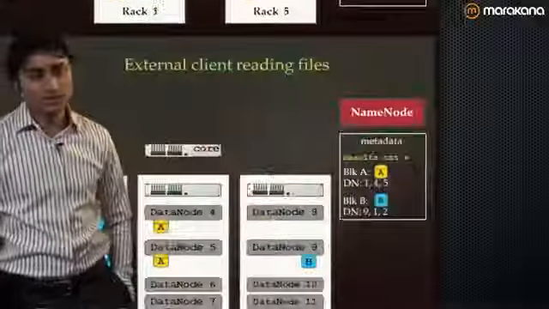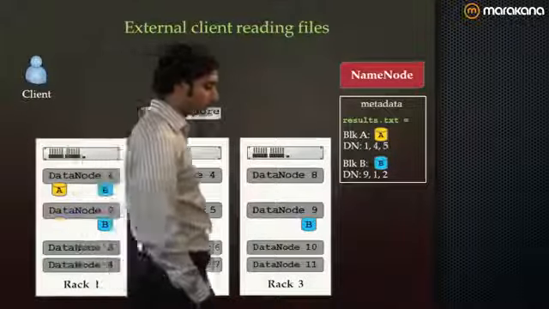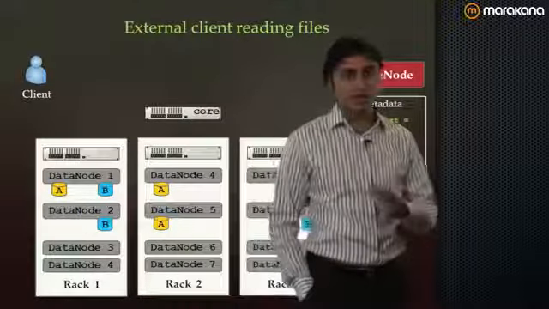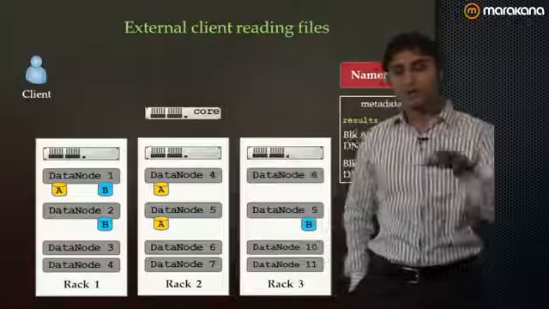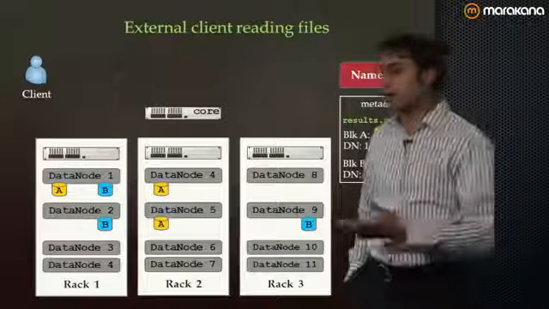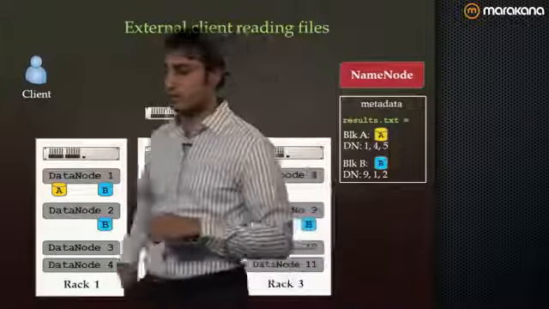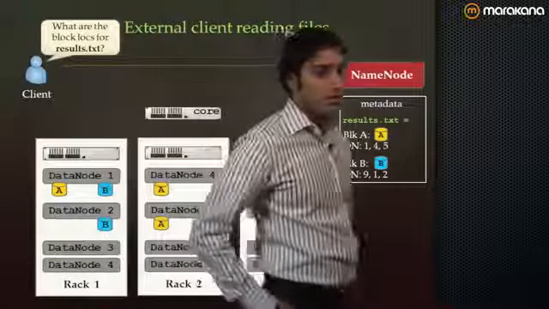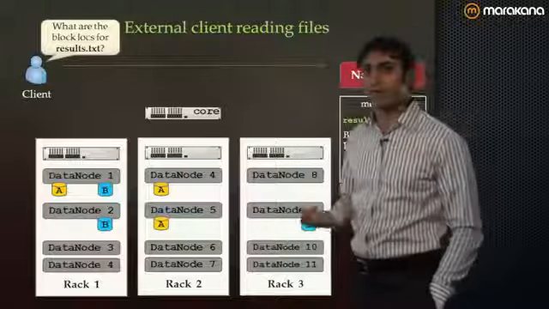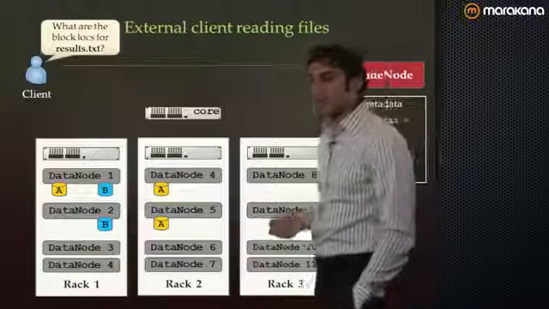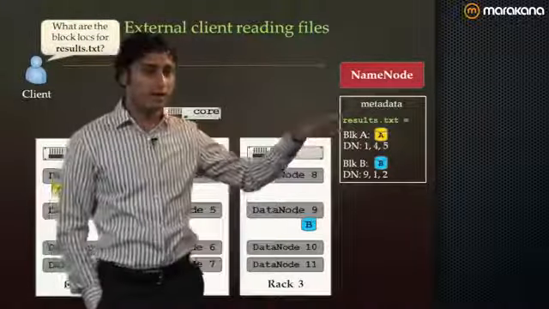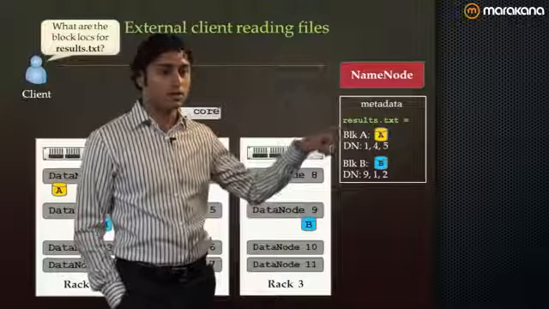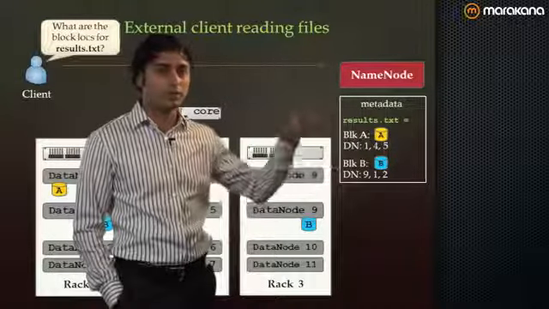When a client is reading a file, the same type of architecture comes into play. The client has to contact the name node first to figure out where the actual blocks are stored for a file. So in this case, the client is going to ask the name node, what are the block locations for a file called results.txt? And as you can see, the name node has in its metadata the block locations for block A and block B for that file.